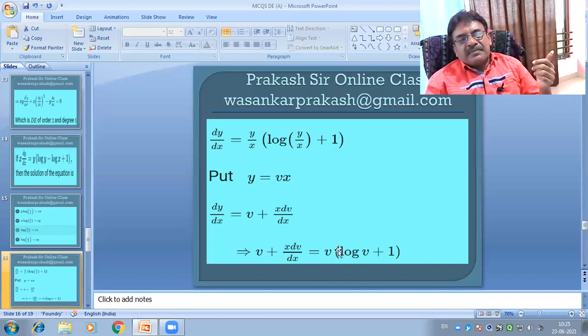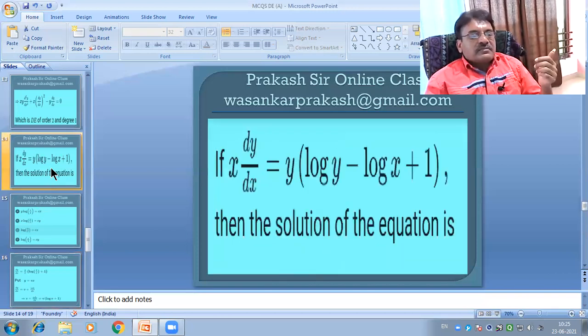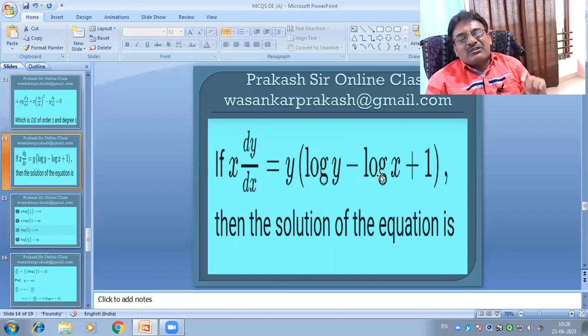In the bracket, here we use the formula log y minus log x. So we use log m minus log n equals log m by n. So log y by x, and again y by x is equal to v. So we get here log v.